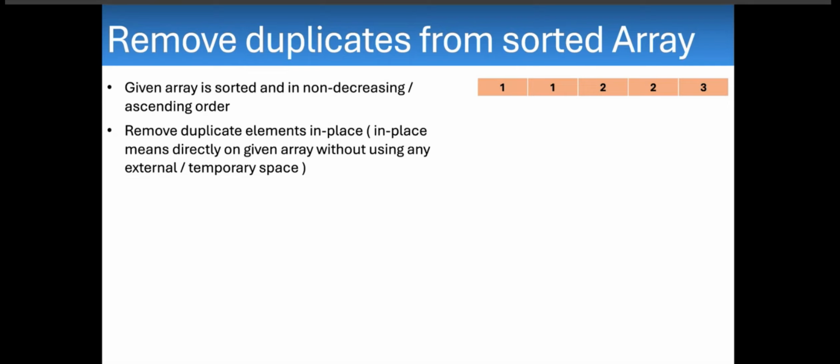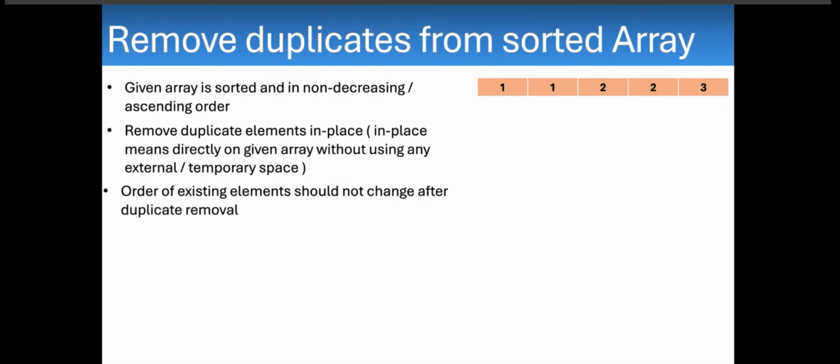We need to remove duplicate elements in place. In place means we need to do this removal logic directly onto the given input array without using any external or temporary space. We are not allowed to create any new array or any new space for storing elements temporarily while solving the problem. The order of existing elements should not change after duplicate removal.